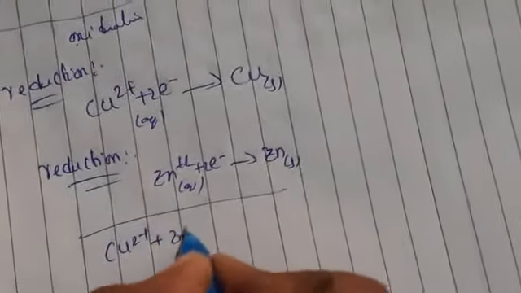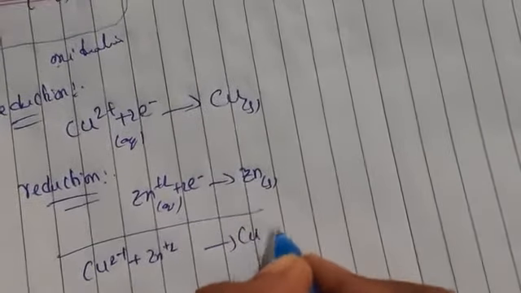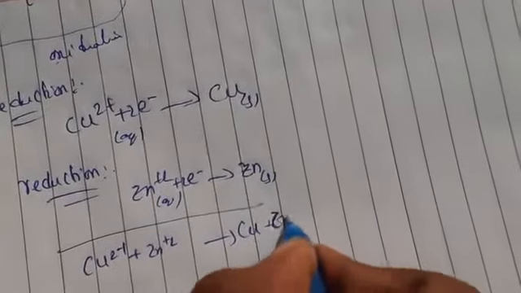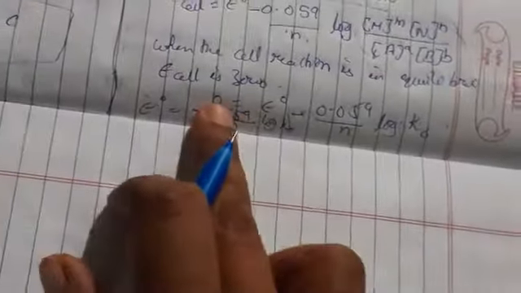Cu2+ plus Zn plus 2 electrons will get cancelled, and you get Cu plus Zn2+. Like this you will be getting. This is in aqueous, this is in reduction. So then how will you write E cell? What I have told you, E cell will be 0, and E naught minus this one you will be getting.